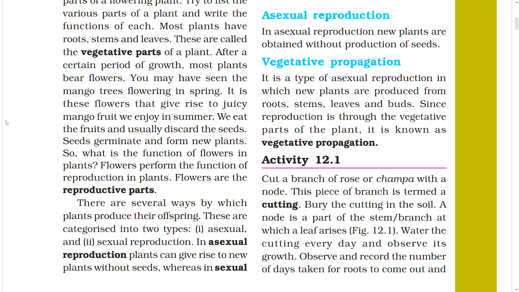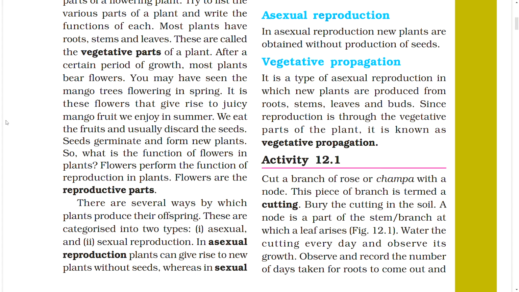Asexual reproduction. In asexual reproduction, new plants are obtained without production of seeds. Vegetative propagation. It is a type of asexual reproduction in which new plants are produced from roots, stems, leaves, and buds. Since reproduction is through the vegetative parts of the plant, it is known as vegetative propagation.